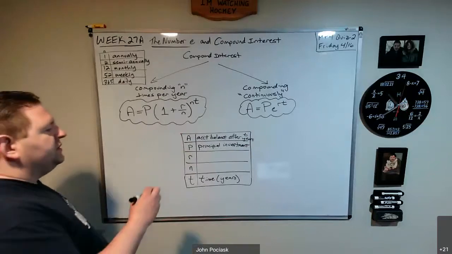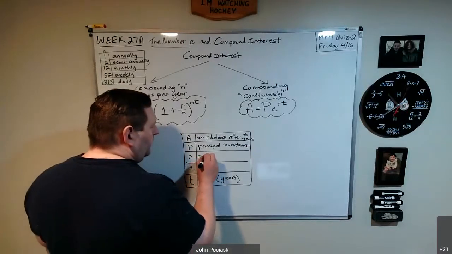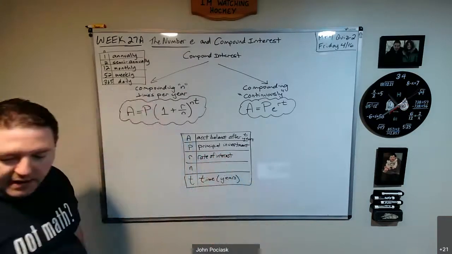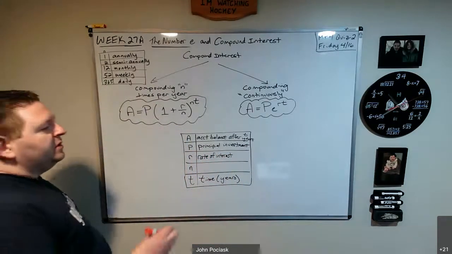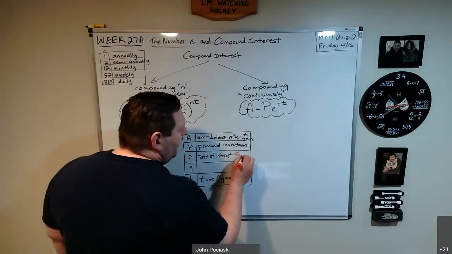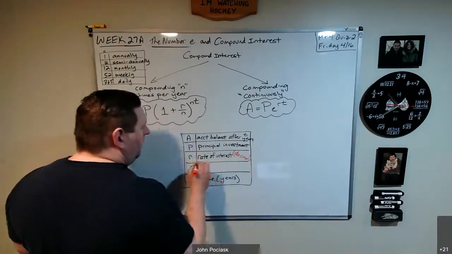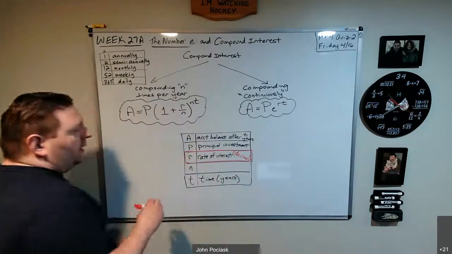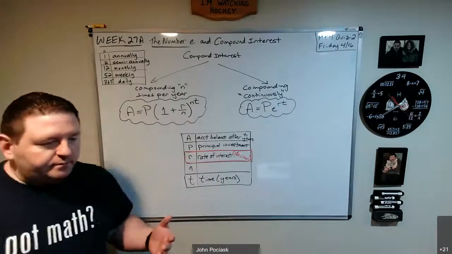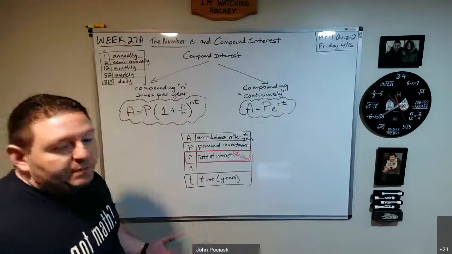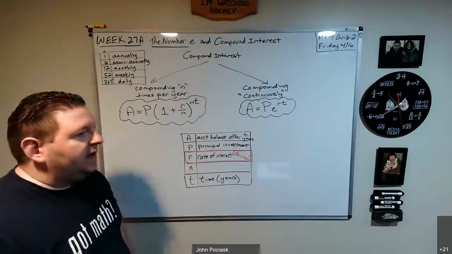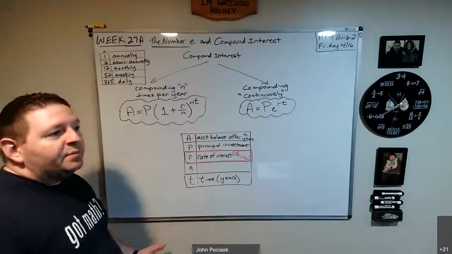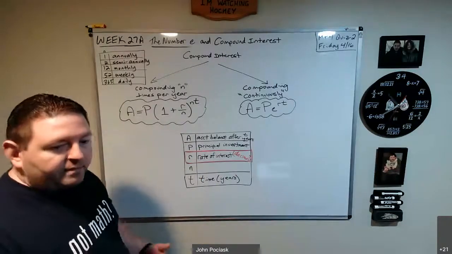R is your rate of interest. And I'm going to highlight this with a different color because you have to use the decimal equivalent of that rate. If you forget to do that, you're going to get every problem wrong. In other words, if it was 50%, you'd use 0.5. If it was 35%, you'd use 0.35. If it was 10%, you use 0.1. That kind of thing.